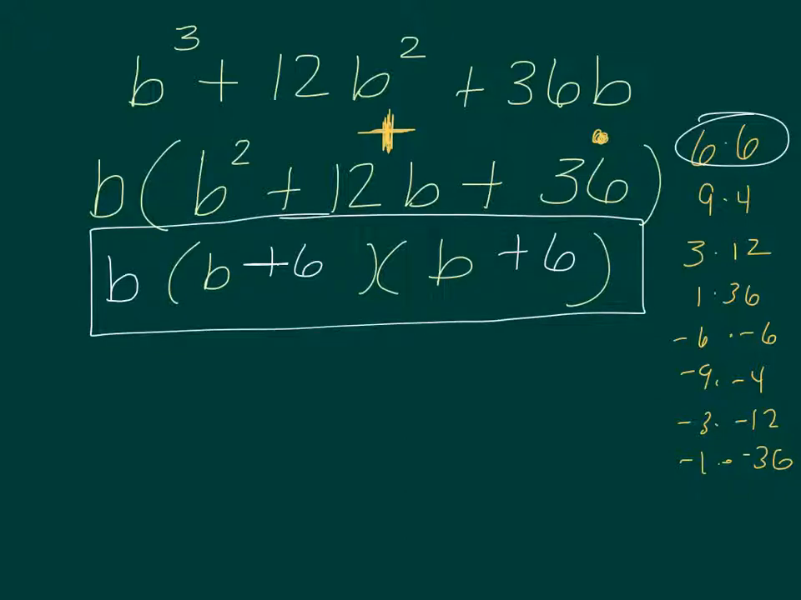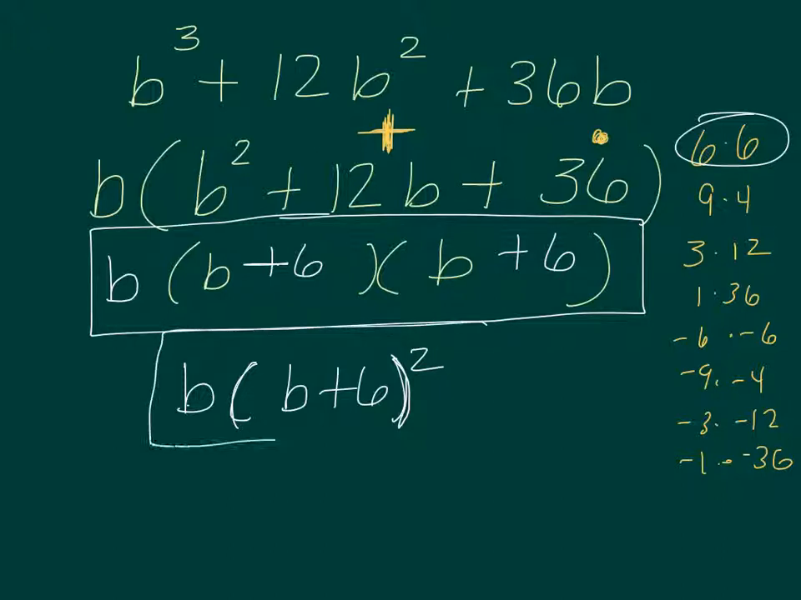And there's one other thing we could do. We could write this like the cool kids and write this as b plus 6 squared. So b times b plus 6 squared. If we wanted to, either one of these is totally okay.